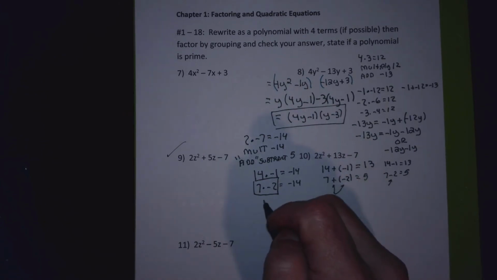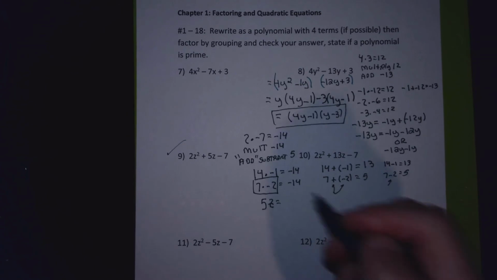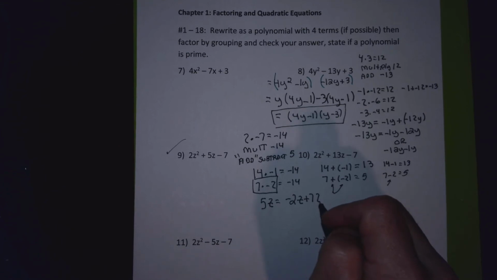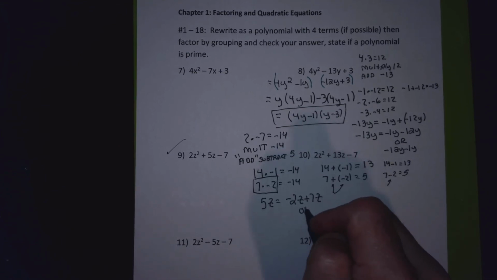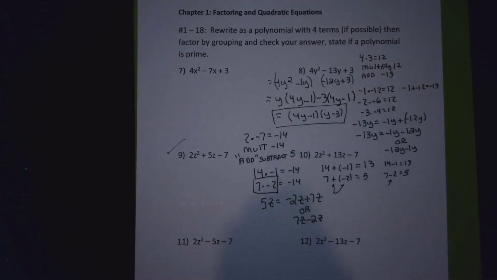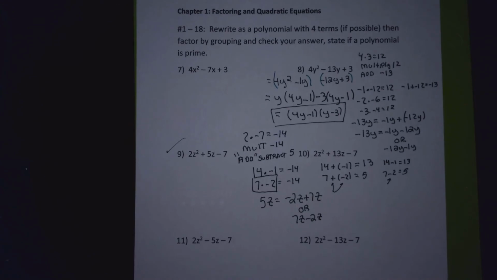And what I'm going to do is I'm going to take the 5z and write it as, I like to write the negative first. I'm going to write it as negative 2z plus 7z, as opposed to 7z minus 2z. Both are acceptable ways to rewrite the 5z. I like putting the negative first. It makes my factoring easier.